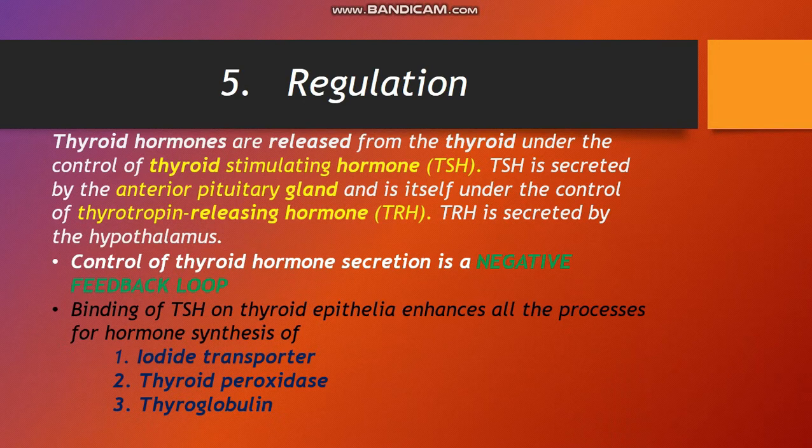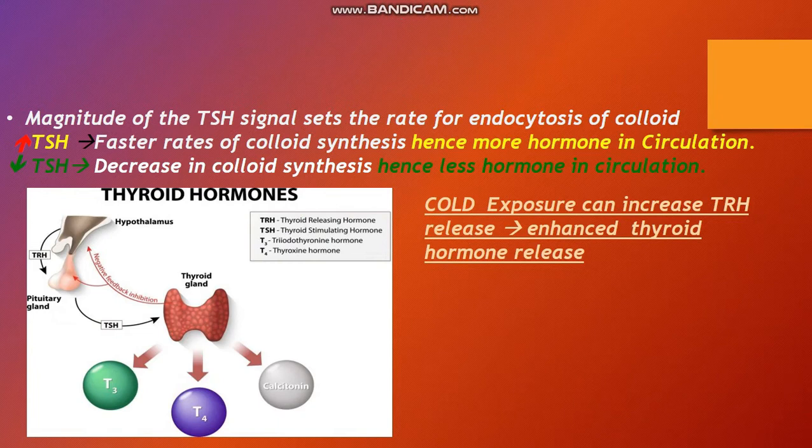Control of thyroid hormone secretion is a negative feedback loop. Binding of the TSH on thyroid epithelia enhances all the processes for hormone synthesis: the iodide transporter, thyroid peroxidase, and thyroglobulin formation. This happens when the TSH comes and attaches on the thyroid epithelial cells. You're looking here, the magnitude of the TSH signal sets the rate of endocytosis of the colloid. TSH fosters rates of colloid synthesis, hence more hormone in circulation. If TSH decreases, there is a decrease in colloid synthesis, hence less hormone in circulation. Cold exposure can increase TRH release, enhancing thyroid hormone release.